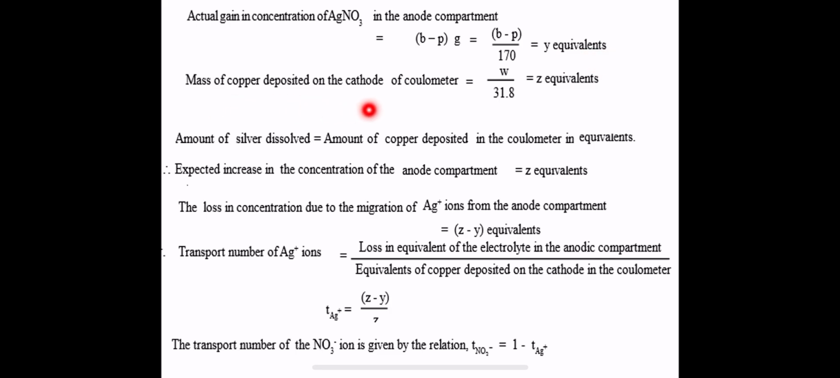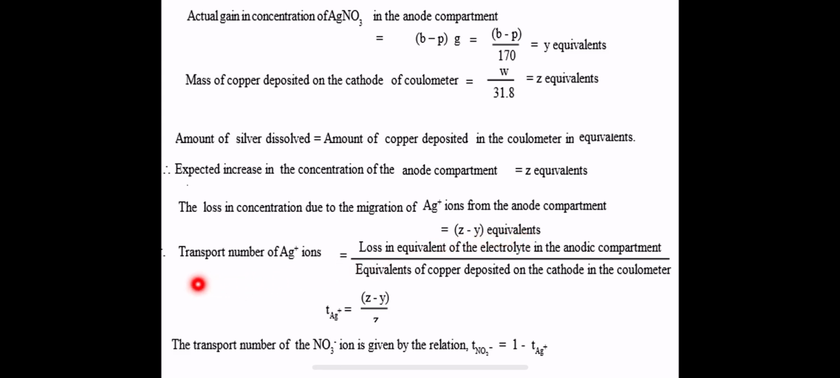Similarly, the mass of copper deposited on the cathode of the coulometer is W divided by the equivalent weight of copper, that is 31.8. Let me call it Z equivalents. Now the amount of silver dissolved is equal to the amount of copper deposited in the coulometer in equivalents. Therefore, the expected increase in the concentration of the anode compartment is Z equivalents. Now, the loss in concentration due to the migration of Ag plus ions from the anode compartment is Z minus Y equivalents.